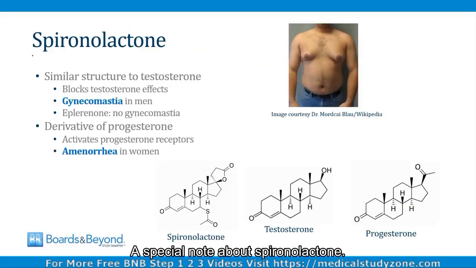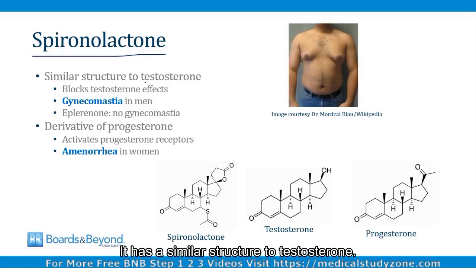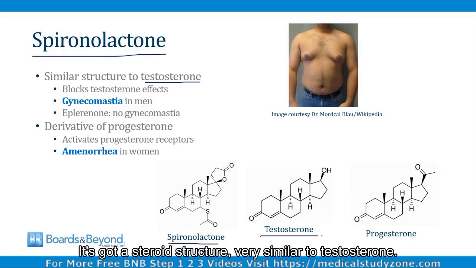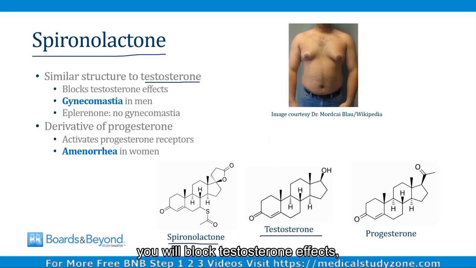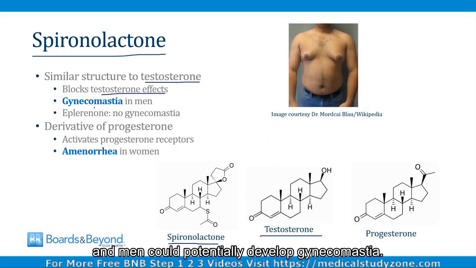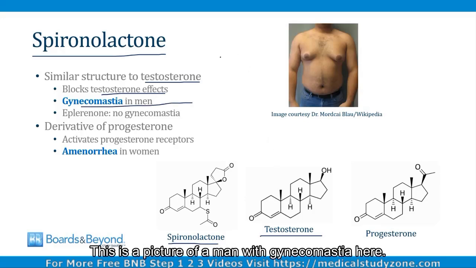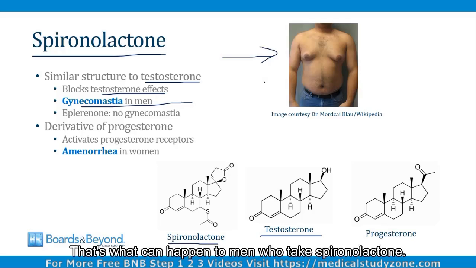A special note about spironolactone, it has a similar structure to testosterone. If you look at the bottom of the screen, this is the structure of spironolactone. It's got a steroid structure very similar to testosterone. This means that when you give spironolactone to men, you will block testosterone effects, and men could potentially develop gynecomastia. This is a picture of a man with gynecomastia here. That's what can happen to men who take spironolactone.